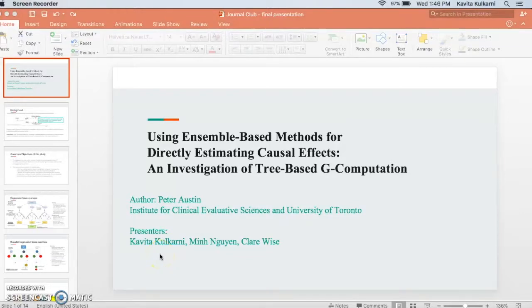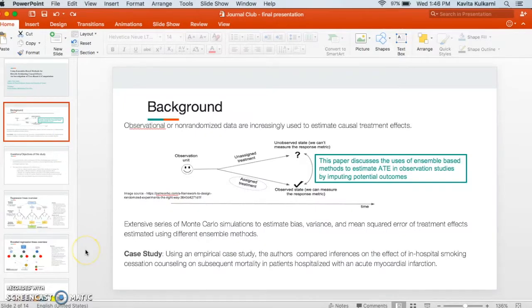Today we're going to be walking you through a research paper which we reviewed, which essentially uses ensemble-based methods for directly estimating causal effects. And it's also an investigation of how tree-based G computation techniques compare against regression tree-based approaches. So a bit of background about the paper itself.